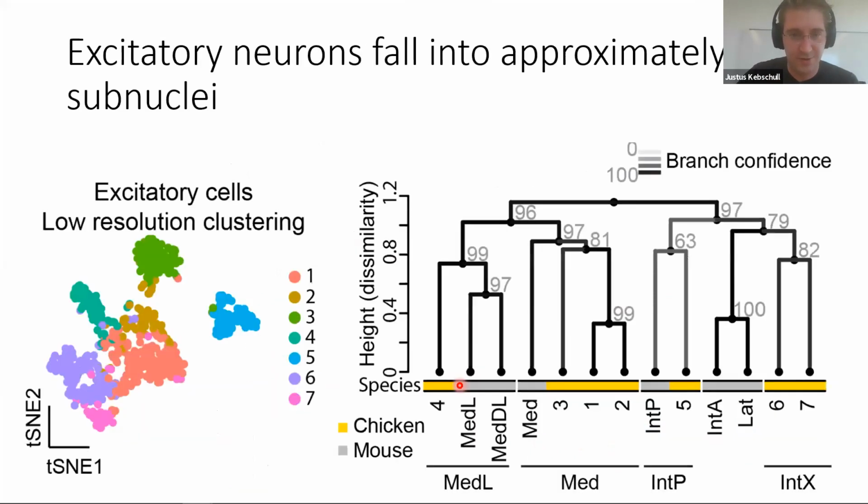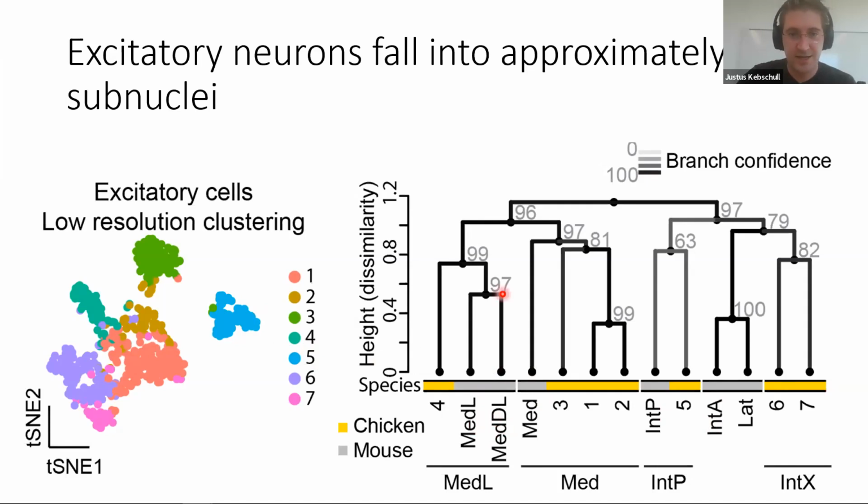Now, as I mentioned, we don't really know what's going on with the subnuclei in the chicken. So what we did is we took the excitatory cells that we found in this data set, and because we had noticed that in the mouse subnuclei cells kind of clustered together, we took the chicken ones and did a coarse clustering of those, and averaged these cells by their coarse clustering, and built a dendrogram with the mouse cells averaged by the subnuclei.